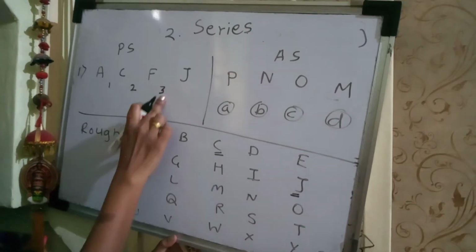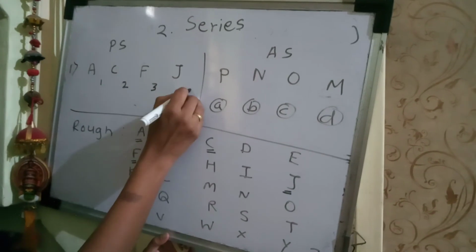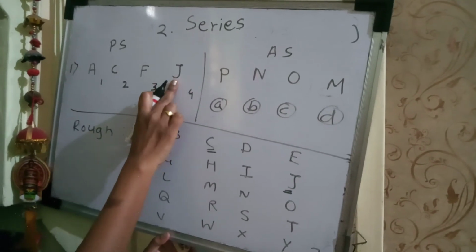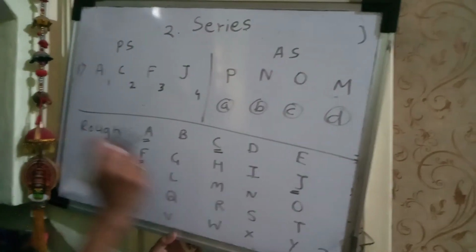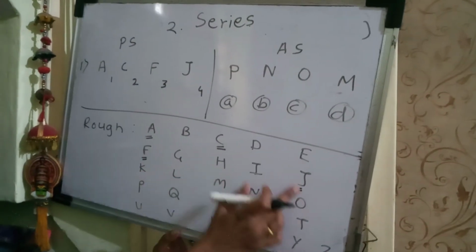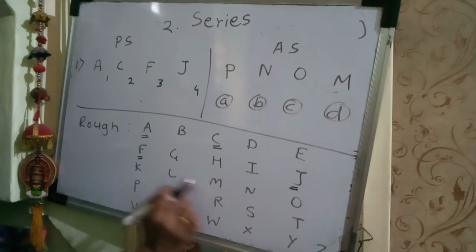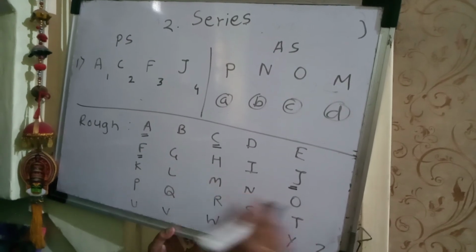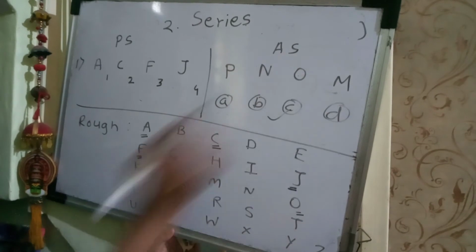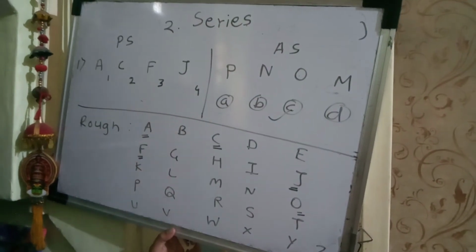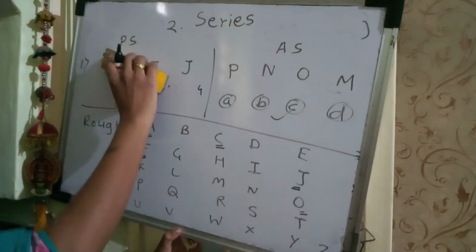Okay, now how many characters will come? 1, 2, 3 and 4. It means after J, which one is the fifth character? Now we'll see. J, 1, 2, 3, 4. What will come? O. So O is the correct answer. Understand? We'll see one more.